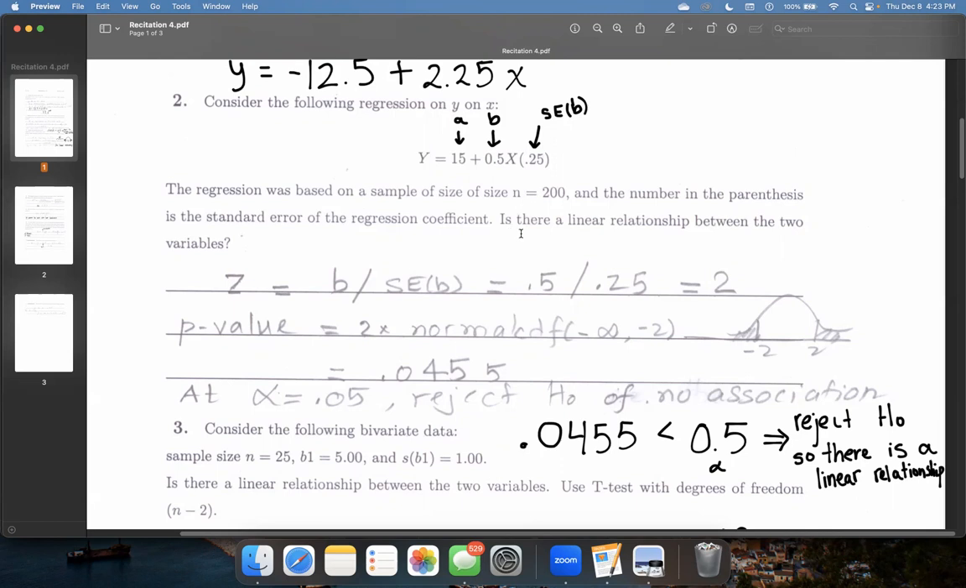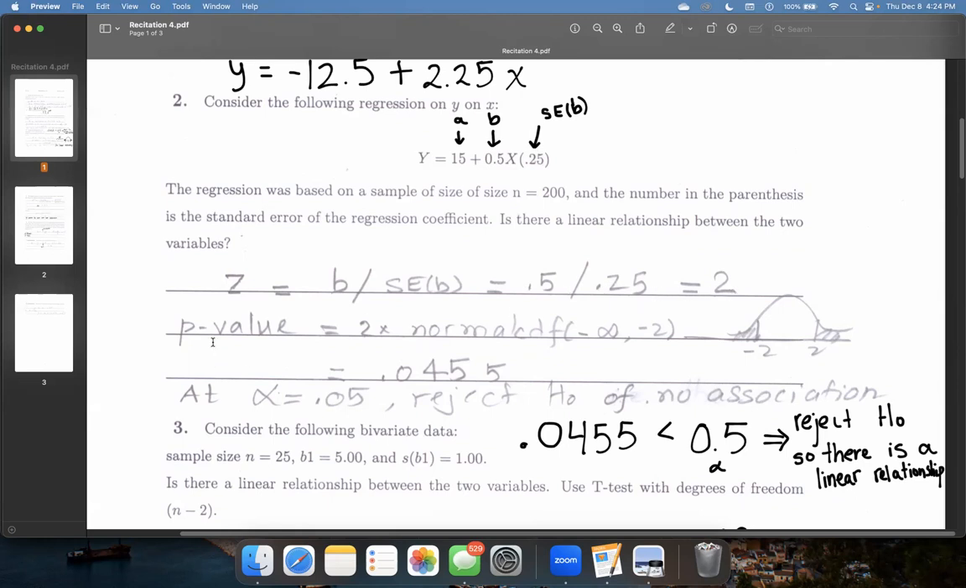And so here we have, is there a linear relationship between the two variables? We would have our z statistic equal to b divided by the standard error of b. So this is all given. So b is our 0.5 and our standard error of b is 0.25, which gives 2.